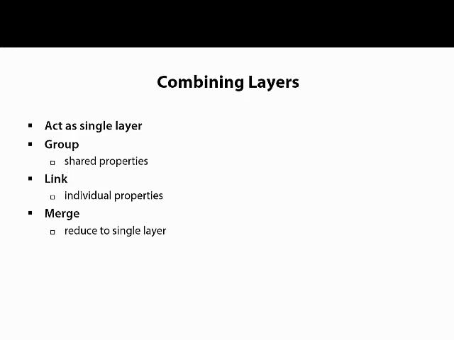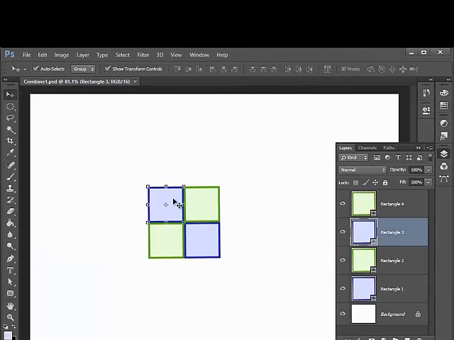There are three ways to combine layers: grouping, linking, and merging. Combining layers means that for some operations, the combined layers act as a single layer. Open the file Combine1. It has 4 squares in it arranged in a checkered pattern. Each square is on a separate layer, as we typically do when we work with vector shapes.